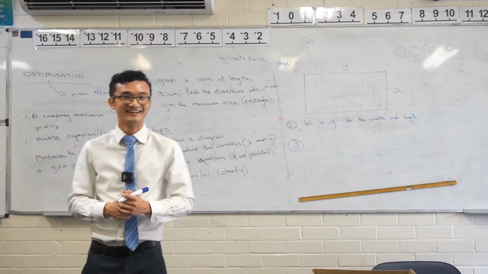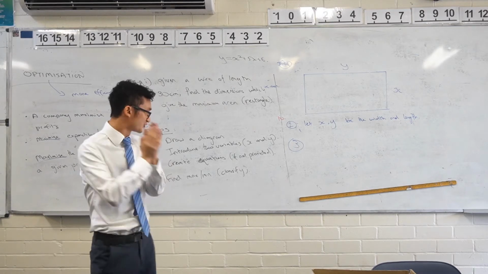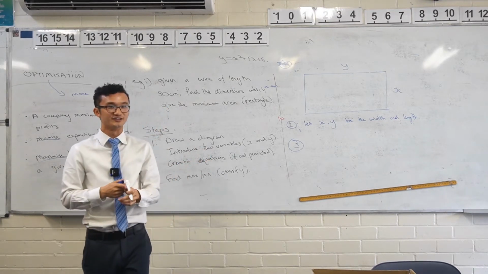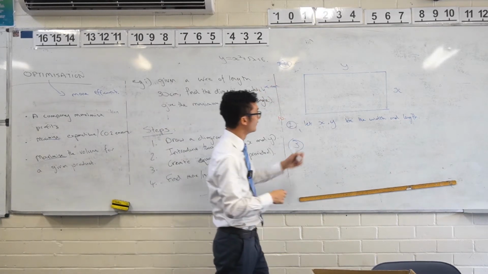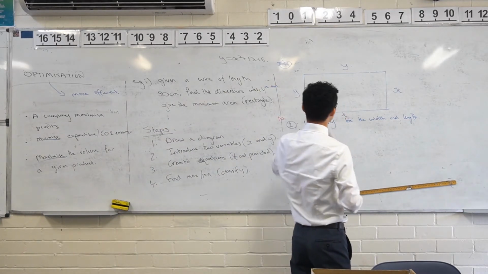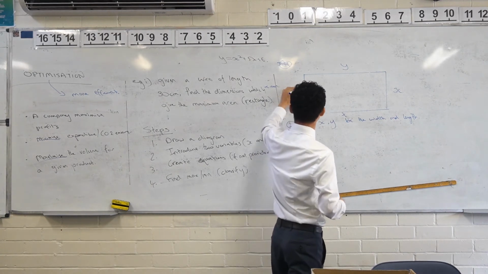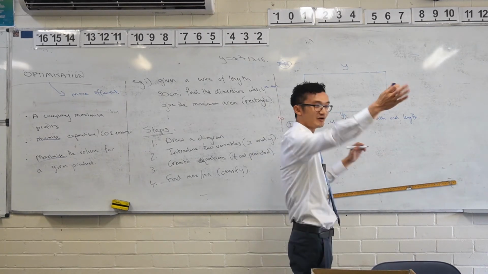Okay, when you want to create an equation, I'll give you a tip: think about what you're dealing with. This is why I've given you the diagram, yeah? What do you know about this shape? It's a rectangle, sir. It's a rectangle. What do you know about rectangles?